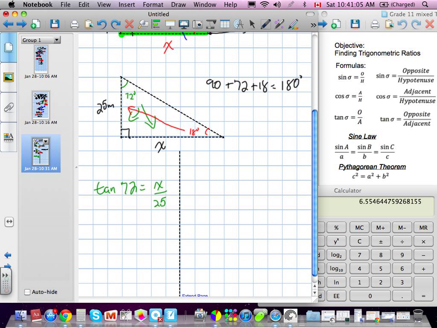Same thing, tangent. But we set it up a little different, right? Tangent 18, what's my opposite side here? 25. And what's my adjacent side? X. So let's take a look at these, okay? Do you notice these fractions are reciprocals? Yeah. They're flipped. And we have two different terms of degrees.